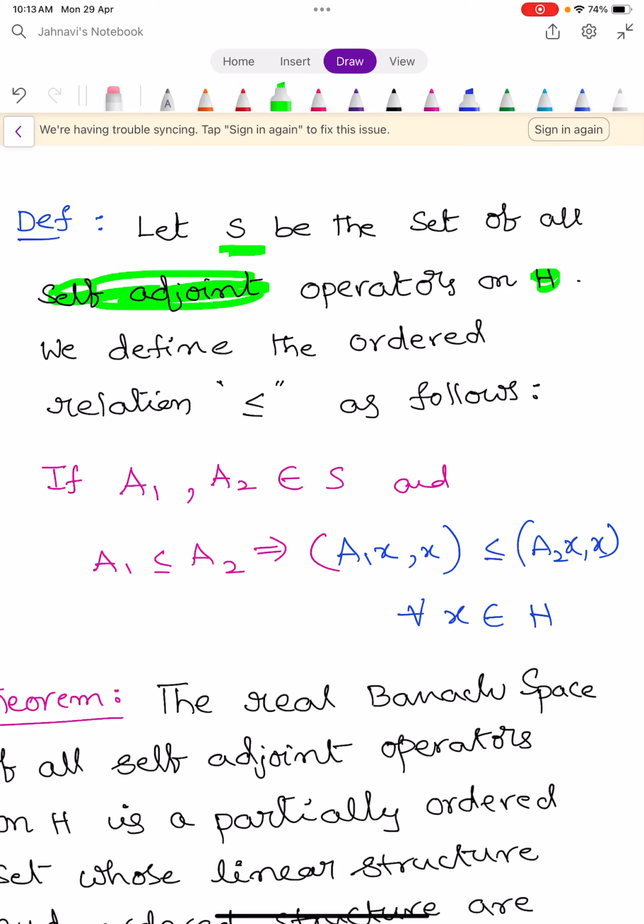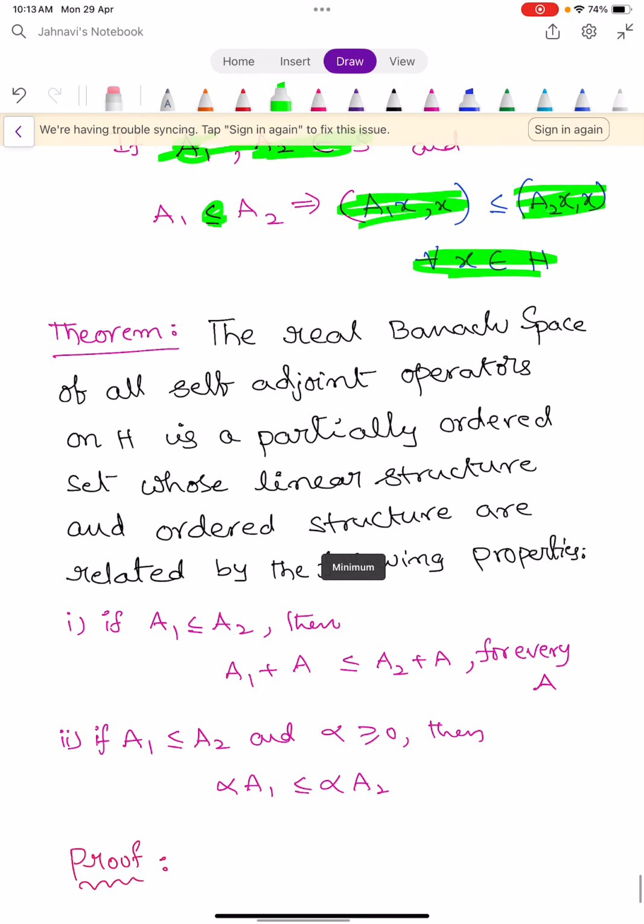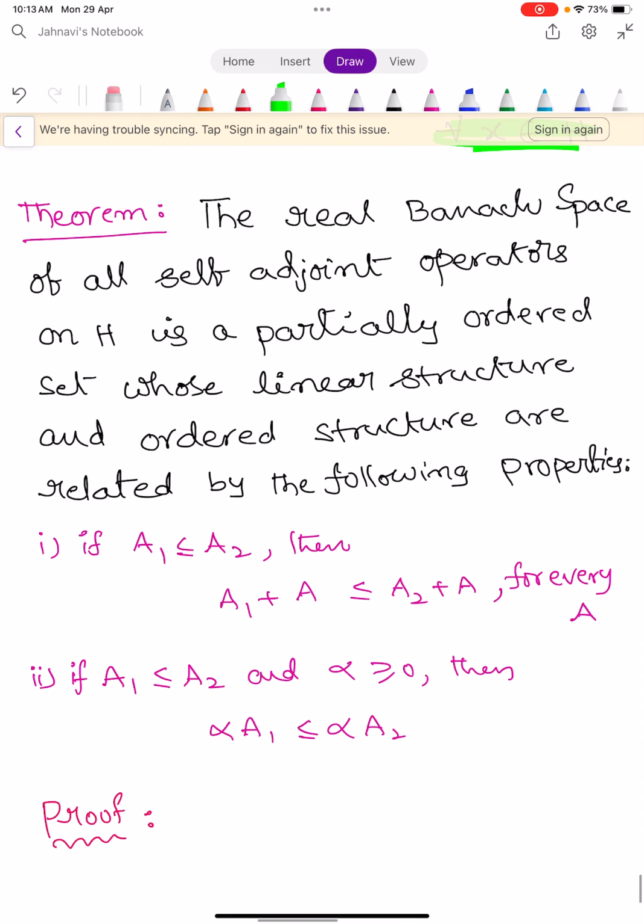Now we define the ordered relation less than or equals to as follows. If a1, a2 belongs to capital S, then a1 less than or equals to a2 implies the inner product of a1x, x is less than or equals to the inner product of a2x, x. This is true for all x belongs to capital H. This is known as the ordered relation defined over the set capital S of all self-adjoint operators. Depending upon this definition, we'll learn a theorem. Let us see the statement.